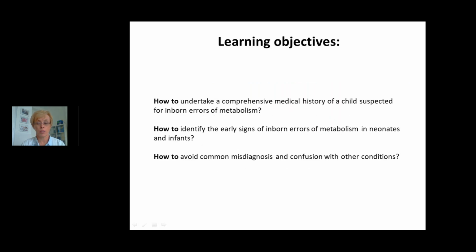What are the learning objectives for our meeting today? First of all is to answer the question how to undertake a comprehensive medical history of a child suspected for inborn errors of metabolism. Later on, we will talk about how to identify the early signs of inborn errors of metabolism in neonates and infants, and how to avoid common misdiagnosis and confusion with other conditions.